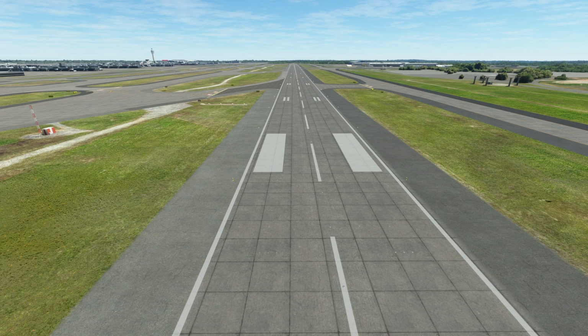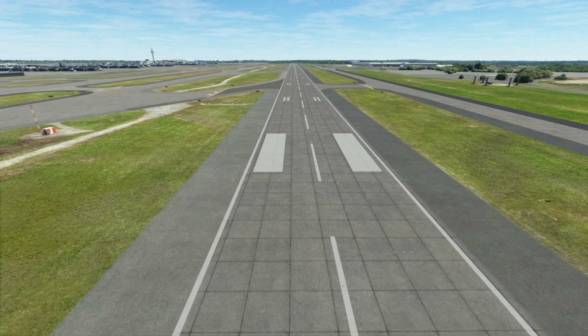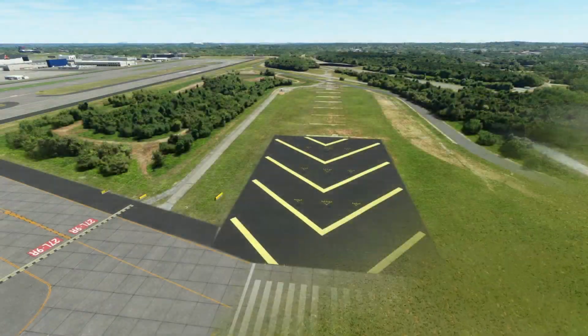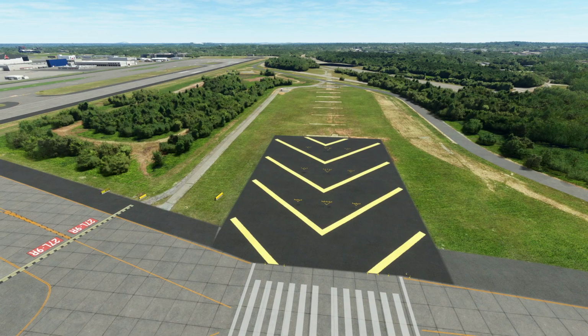The aiming points are 150 feet long. They are 20 feet wide. Now, if a runway is shorter than 4,200 feet, the aiming points may be shortened to 100 feet in length. Alright, so a little information there about that. Let's move on and let's talk about blast pads and overrun areas. So, blast pad overrun area.